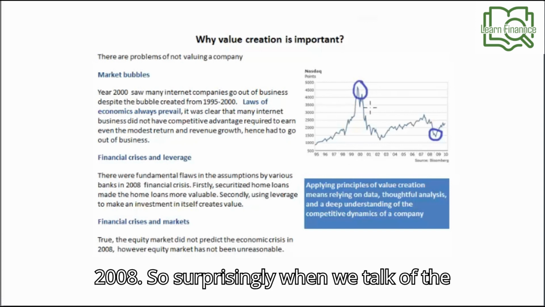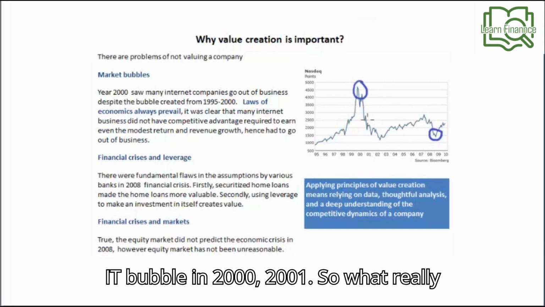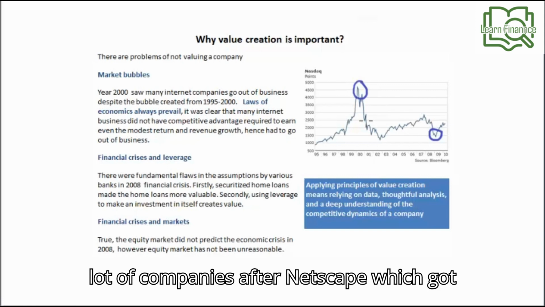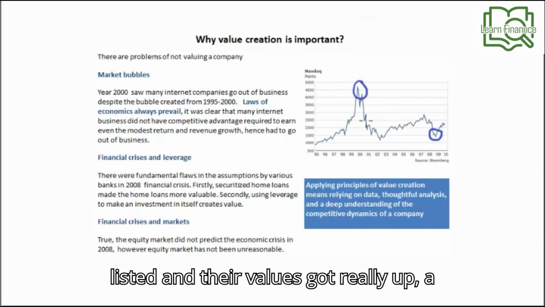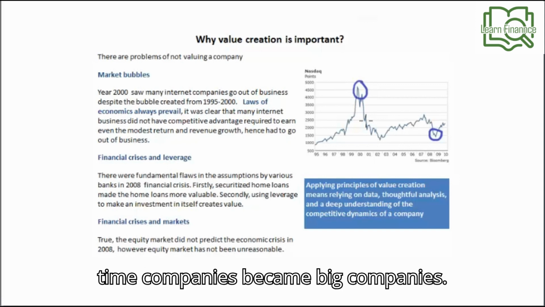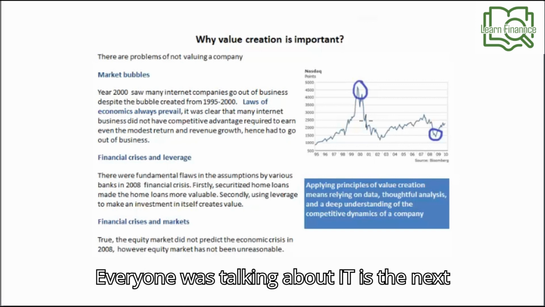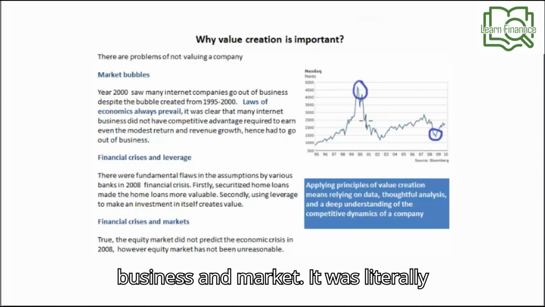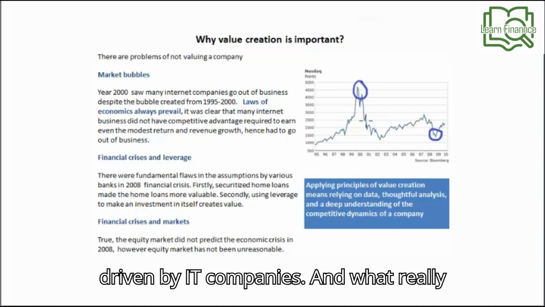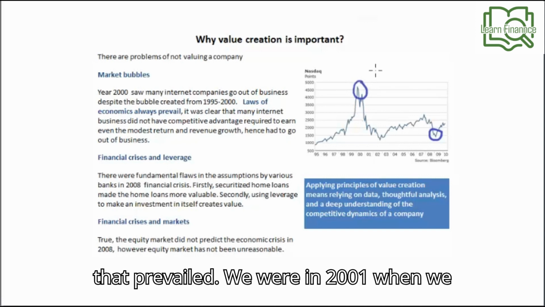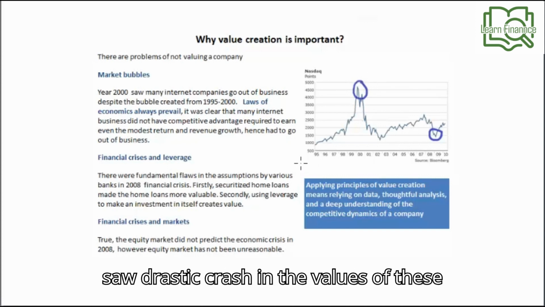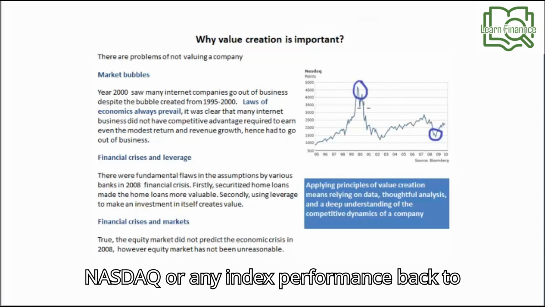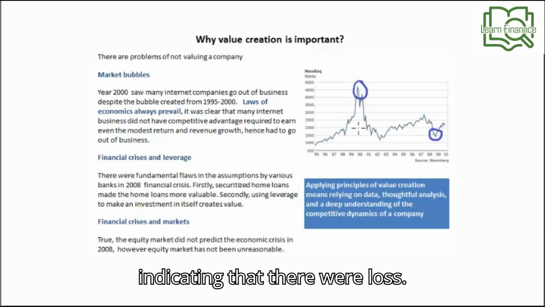So when we talk of the IT bubble in 2000, 2001, what really happened in 95 to 2000 was that a lot of companies got listed after Netscape, and their values went really up. A lot of IT companies were created. Small-time companies became big companies. Everyone was talking about IT being the next thing, creating value for any business and market. It was literally driven by IT companies. And what really happened was the laws of economics prevailed. In 2001 we saw a drastic crash in the values of these IT companies, which brought the overall NASDAQ or index performance back to its previous levels.